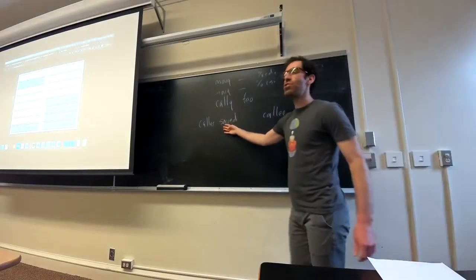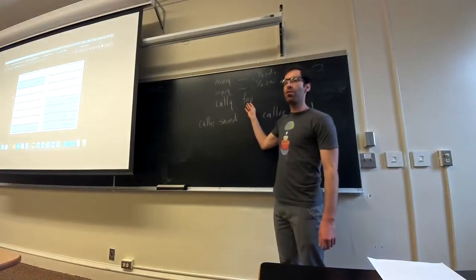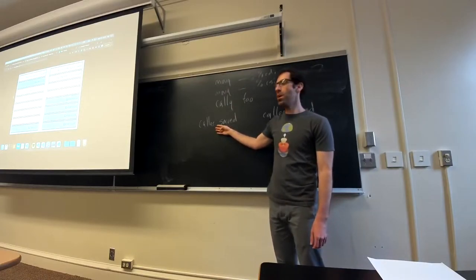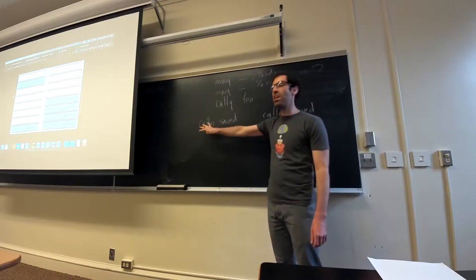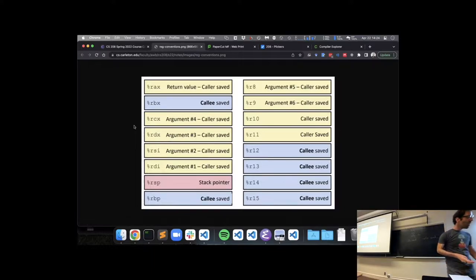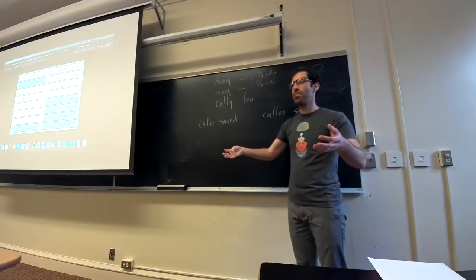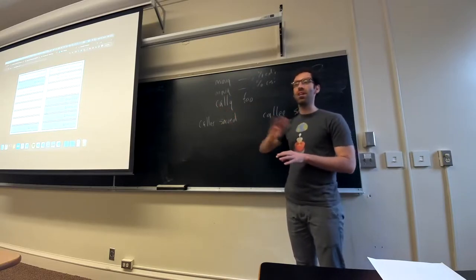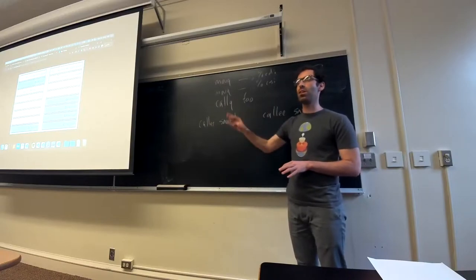So caller saved means that if whatever function is calling foo needs the value in a particular register to stay the same, it's the caller's responsibility to save the value of that register somewhere, usually in memory. And you can see that the registers in yellow here are the caller saved ones. It makes sense, for example, that the return value register, RAX, and our six argument registers are caller saved. If foo is going to return something, it needs to be able to change the value in RAX. And so if whatever function is calling foo needs the value of RAX for later, that's caller saved. It needs to put it in memory, or in a different register, so that it will have it for later.